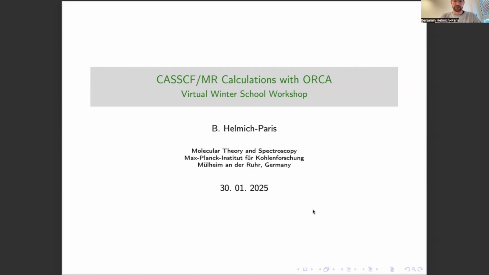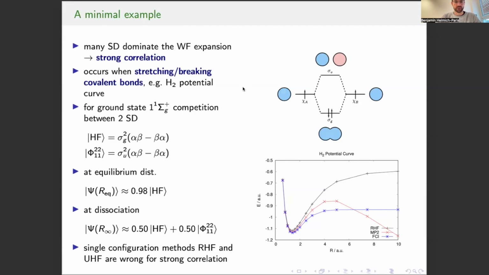My name is Benjamin Helmich-Paris and I would like to tell you how to run CASSCF and multi-reference calculations using ORCA. So before we dive into the technical details, I would like to remind you when we actually need multi-reference methods. We need multi-reference methods whenever we have a competition of many Slater determinants in the wave function expansion. And in those cases, we talk about strong correlation.